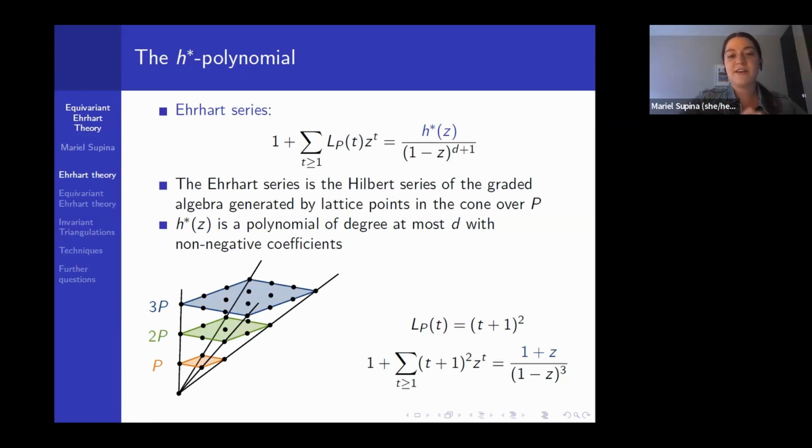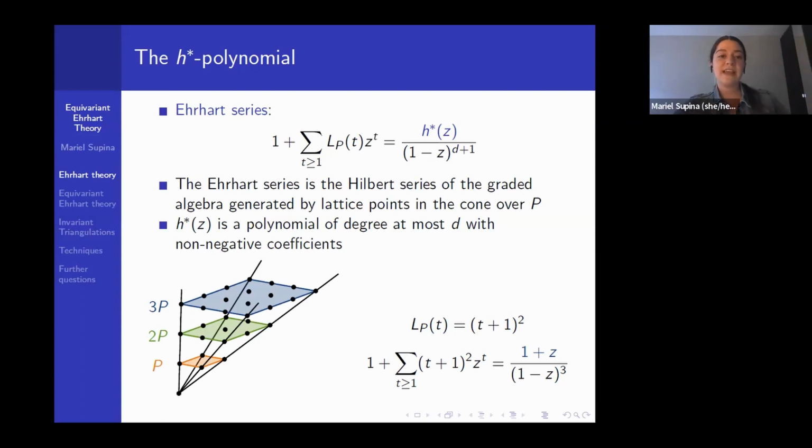And this is called the Ehrhart series, and it always has this nice rational form where the denominator is 1 minus z to the dimension of the polytope plus 1. And the numerator is this polynomial we call the h star polynomial. So this is a polynomial that always has degree at most d and non-negative coefficients.